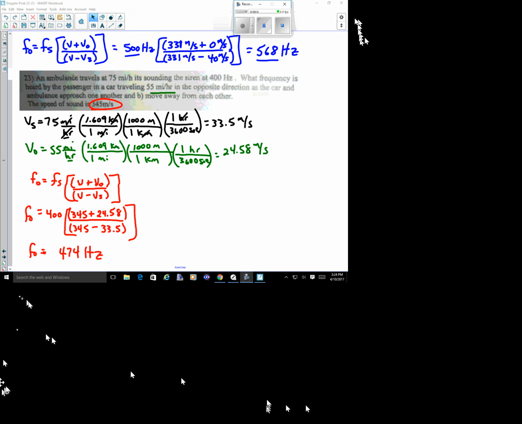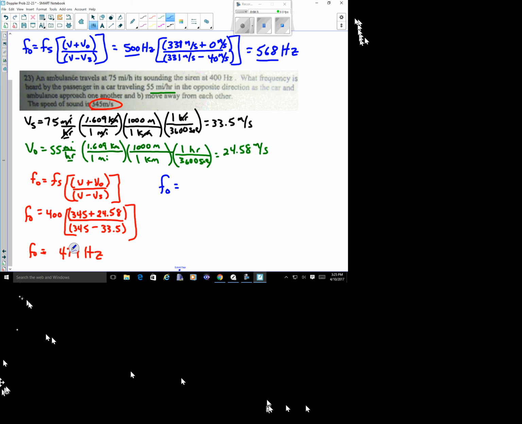Okay, one last thing now is we got to do the second part of this problem. It says, what are you going to hear when the ambulance is going away from the car now? We're going to do the same exact problem, but now there's going to be two changes in the sign. So I'm just going to put this one right next to this one over here. And I'm going to do the frequency of the observer once again. The frequency of the source is 400.